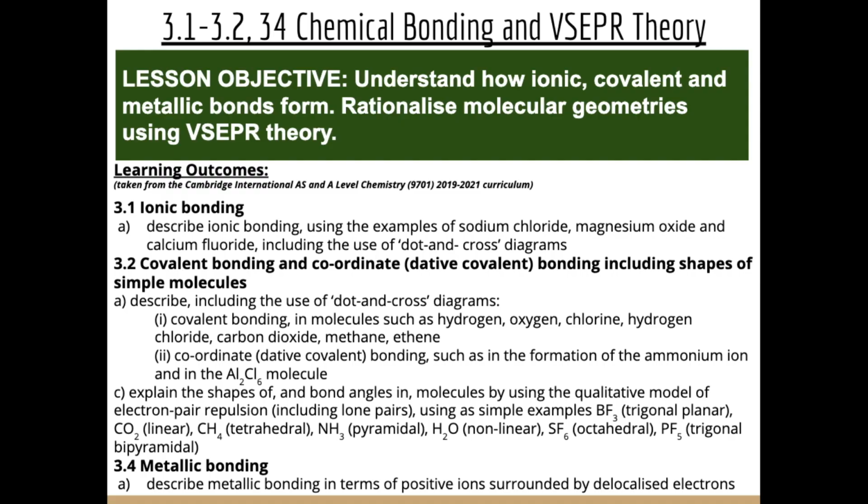Our unit is looking at the different types of chemical bonding. Today, we are introducing those types of chemical bonding and looking at something called VSEPR theory. Our lesson objective: understand how ionic, covalent, and metallic bonds form, and rationalize molecular geometry using VSEPR theory. Now obviously we're going to introduce what this VSEPR theory is.